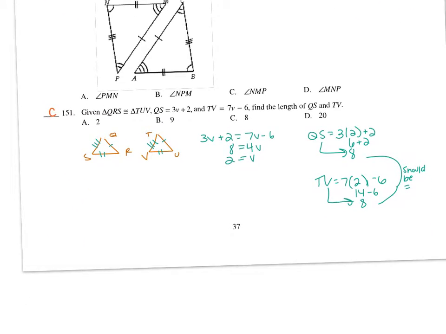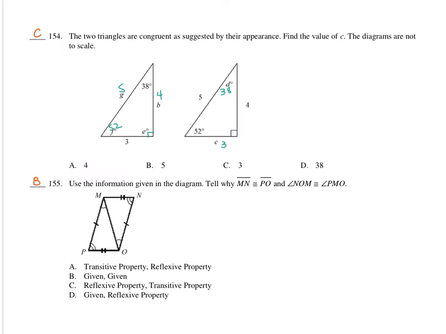151, I drew myself a little diagram. It said that QS would have equaled TU, or TV, sorry. So I set those two equal to each other and got V as 2. And again, be careful because A is 2, so half of you will see 2 and circle it. But the question is not what is X, or V, it is what is the length of QS and TV. All right, so C.